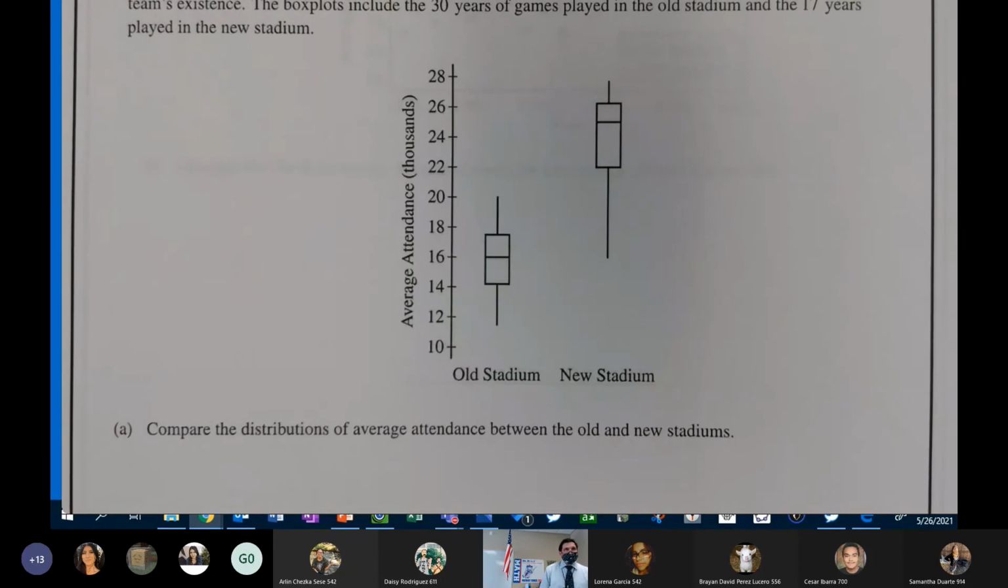Right, we want to compare the distributions of average attendance between the old and new stadiums. This is actually one of the released problems from the first administration of the AP Stats exam this year. So this is very fresh. So we want to compare these 2 things. When we're comparing 2 quantitative distributions, we want to look at shape, center, and spread. How do their shapes compare? How do their centers compare? How spread out are they compared to each other?